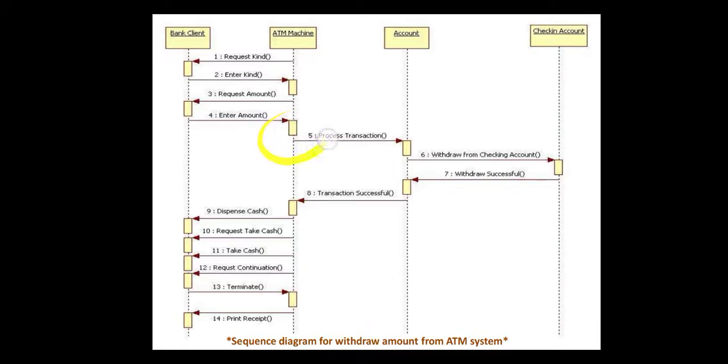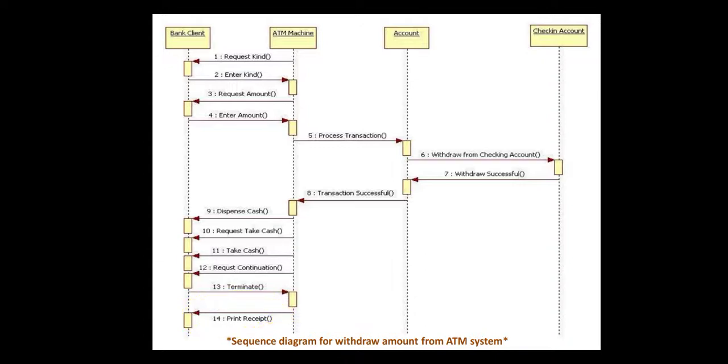Once the ATM machine receives that amount, it processes that transaction to the account, whatever account that customer has in the bank, and withdraws from the checking account. That means it checks whether that much balance is available in his bank account or not. If that much amount is available, then the withdrawal is successful, and the account sends a message to the ATM machine that the transaction is successful. The ATM machine dispenses the cash, and the user takes the cash and requests continuation, that is, whether he wants the receipt or not, and terminates his transaction, and then the ATM machine prints the receipt.